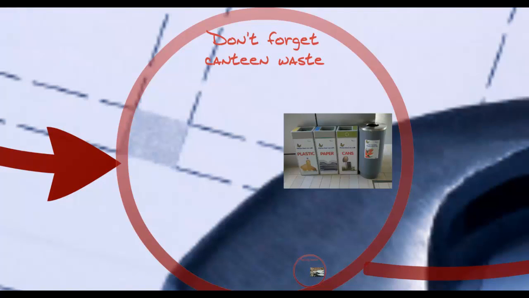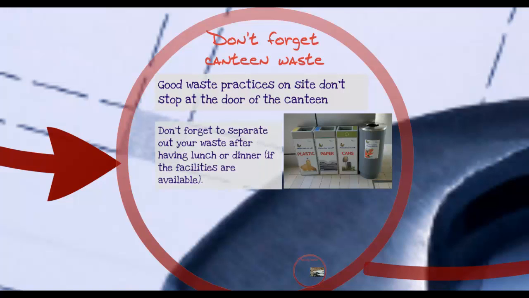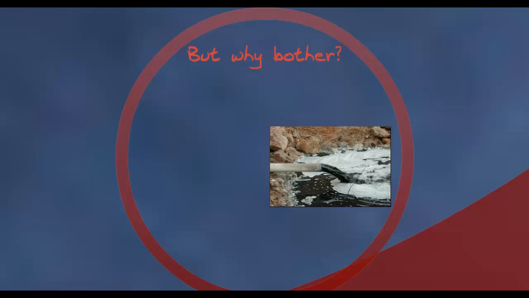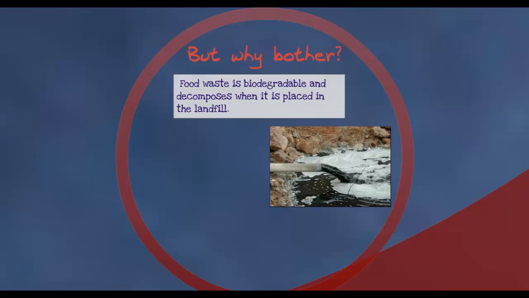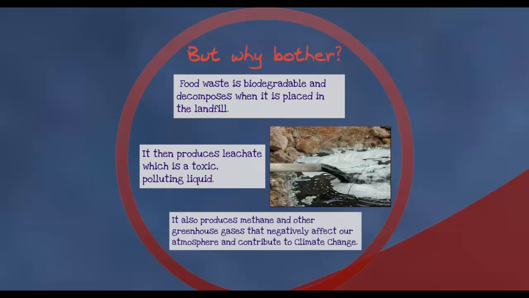Don't forget canteen waste. Good waste practices on site don't stop at the door of the canteen. Don't forget to separate out your waste after having lunch or dinner, if the facilities are available. If facilities are not provided, why not bring home your food waste and separate it there? But why bother? Food waste is biodegradable and decomposes when it is placed in the landfill. It then produces leachate, which is a toxic, polluting liquid. It also produces methane and other greenhouse gases that negatively affect our atmosphere and contribute to climate change.